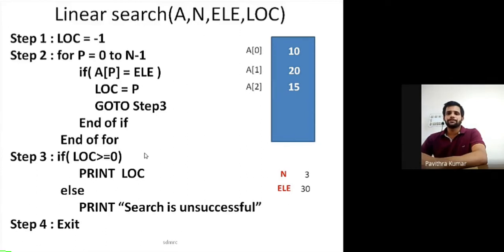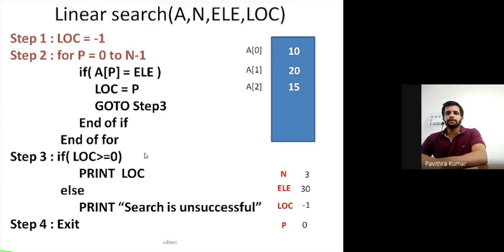All right. Let me begin with the algorithm. I'm going to set the value of LOC is equal to -1. That means let me assume the element does not exist. LOC is equal to -1. Let me come to step number 2. I'm going to fix the value for p. Let it be 0 at the beginning. So p is equal to 0. It will change to 1 and 2 later. Okay, p is equal to 0.